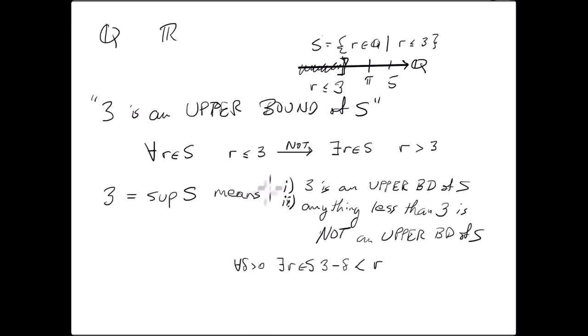Let's put that on the number line, just see what we're looking at here. So here we got our number line. Here's our number 3. Here's our number 3 minus delta, something less. And now I have to pick an r that's bigger. Well, that's easily done. We just put it right there. Midpoint, for instance.